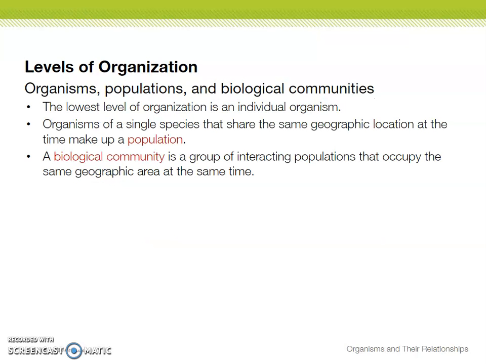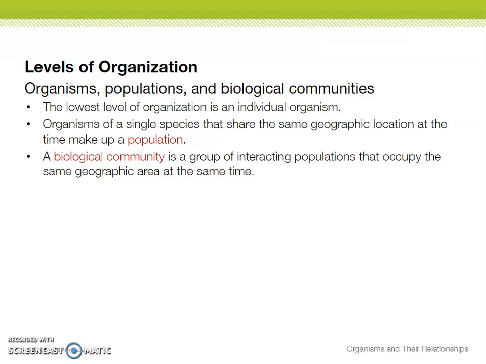Organisms, populations, and biological communities. The lowest level of organization is an individual organism. Organisms of a single species that share the same geographic location at the time make up a population. So, I could set the geographic location as Arcadia, where I live. Okay, I might be looking at the number of squirrels in town. So, my population would be the number of squirrels living in Arcadia at this precise moment.